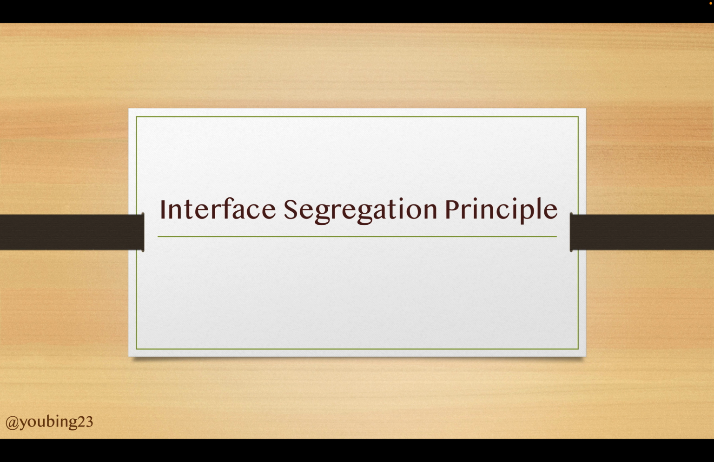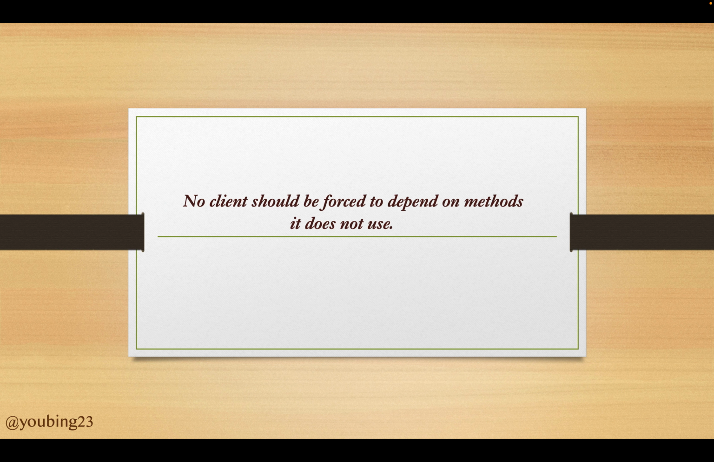In this video, we are going to learn about the fourth SOLID principle, which is called the Interface Segregation Principle. Let's look at what the principle says. It goes like this: no client should be forced to depend on methods it does not use.